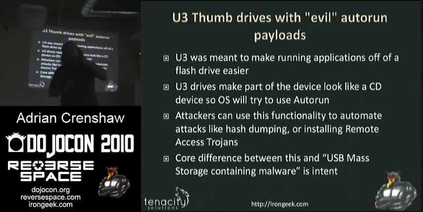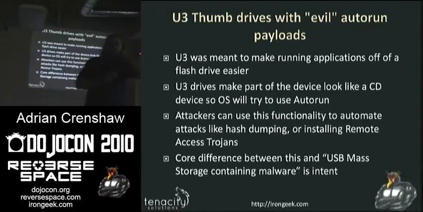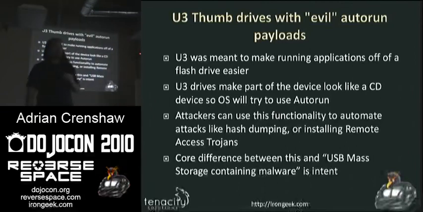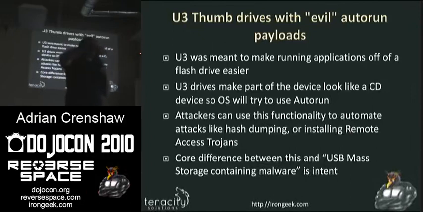Alright, second category: U3 thumb drives with evil auto-run payloads. Who all here is familiar with Hak5? They were doing a lot of work a while back with U3 thumb drives. Essentially it just has a CD partition on it, and since Windows did different things with a CD partition, if it had the autorun.inf on it, you could make it automatically run something on that CD, and it could go look for the flash drive portion of the device and run something off of there.